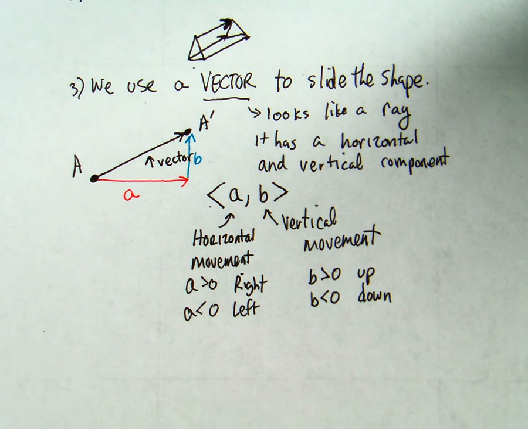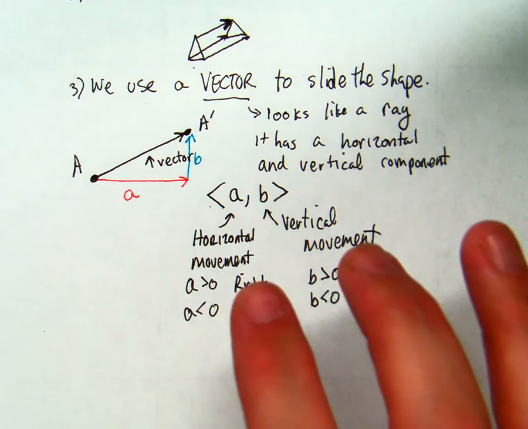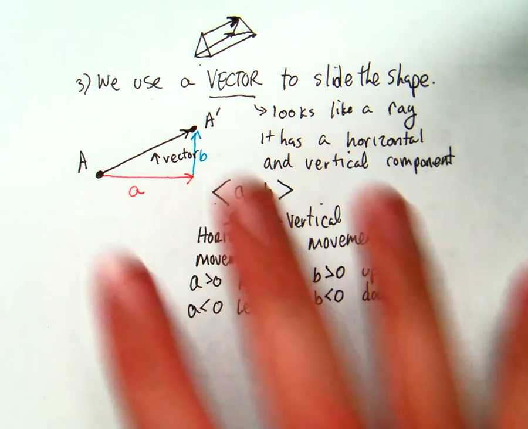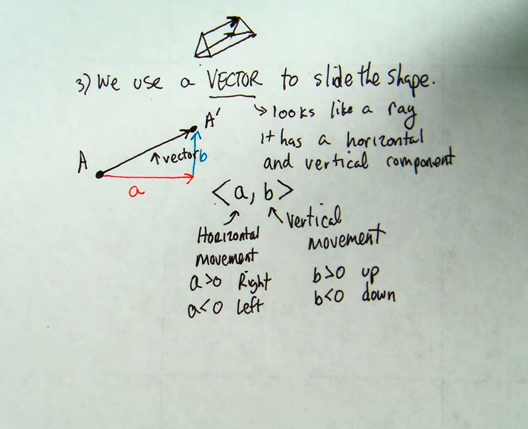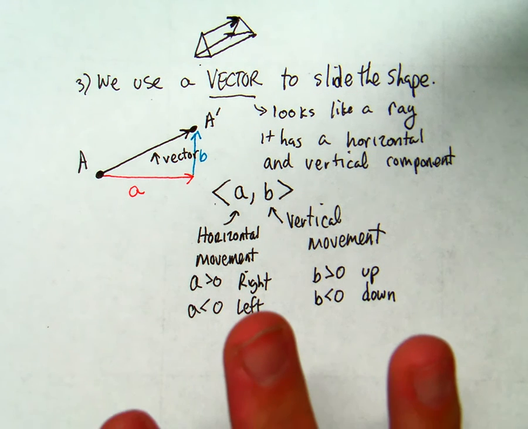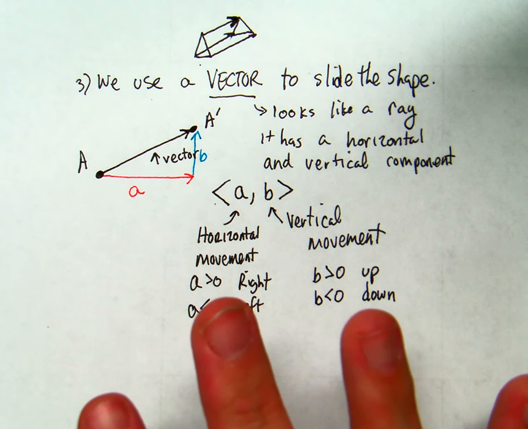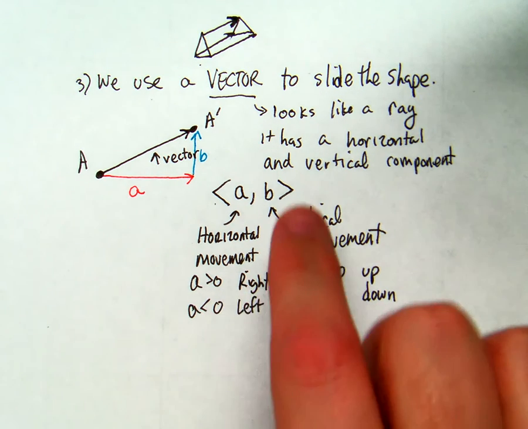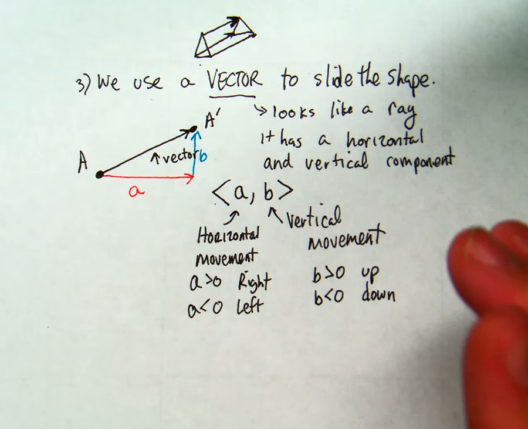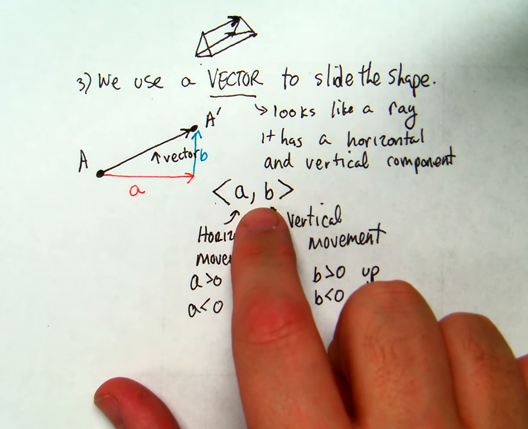So first off, does that make sense on, alright, what a translation is going to be? We're just going to slide something somewhere else. And in order to slide it somewhere else, we're going to have directions on where we're going. The vector is going to give us directions. So the vector gives us the directions on where to go, where we're going to put our image from this.